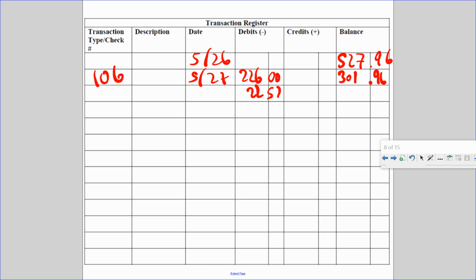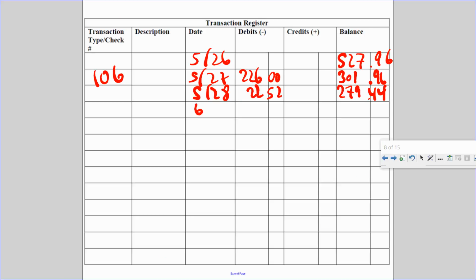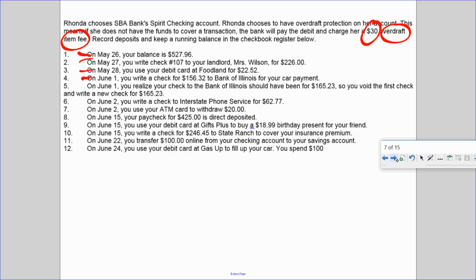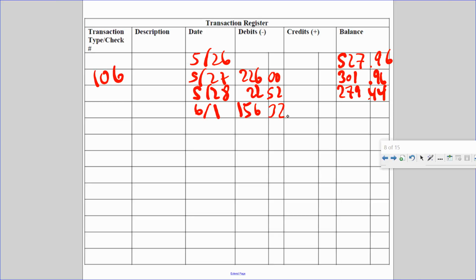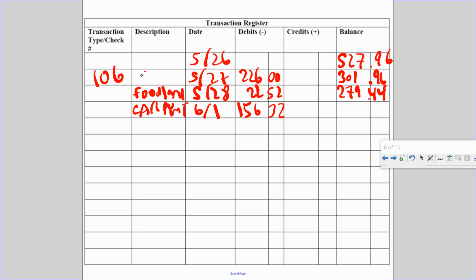So I spent $22.52 on May 28th. So that leaves me with only $279.44. On June 1st, you write another check. Sheesh. So that's June 1st. You write another check for $156.32 to Bank of Illinois for your car payment. I'm hoping you're going to be making some money shortly. This is for the car payment. This is for Foodland. What happened to 226? This is to your landlord. So minus 156.32. So you're left with $123.12.